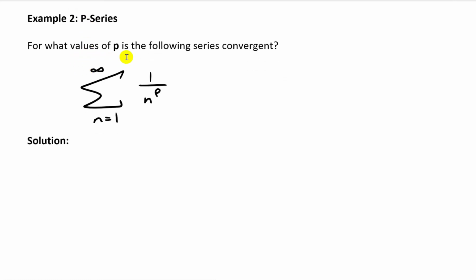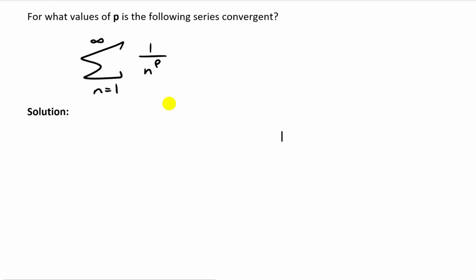Alright, so now let's go over example 2, and this is on the p series. It states: for what values of p is the following series convergent? We're given the summation from n equals 1 to infinity of 1 over n to the power of p, hence p series. So let's check some easy values for p.